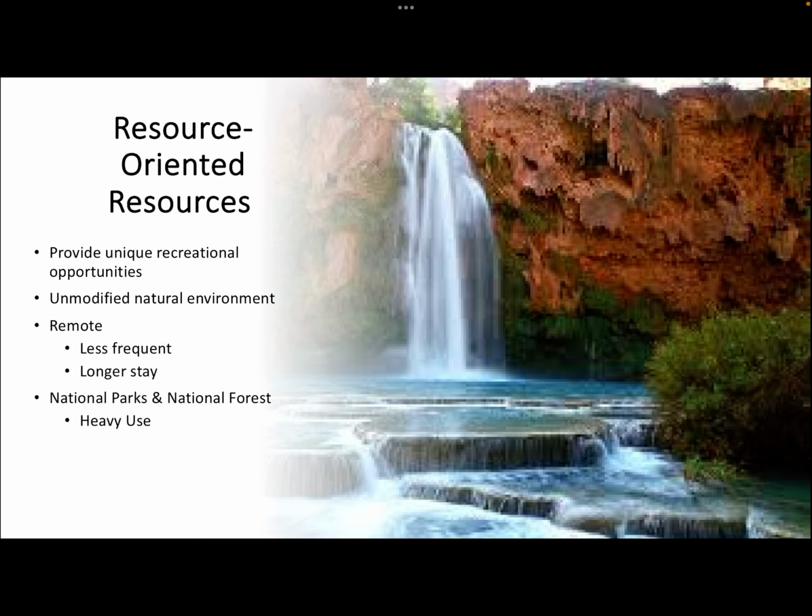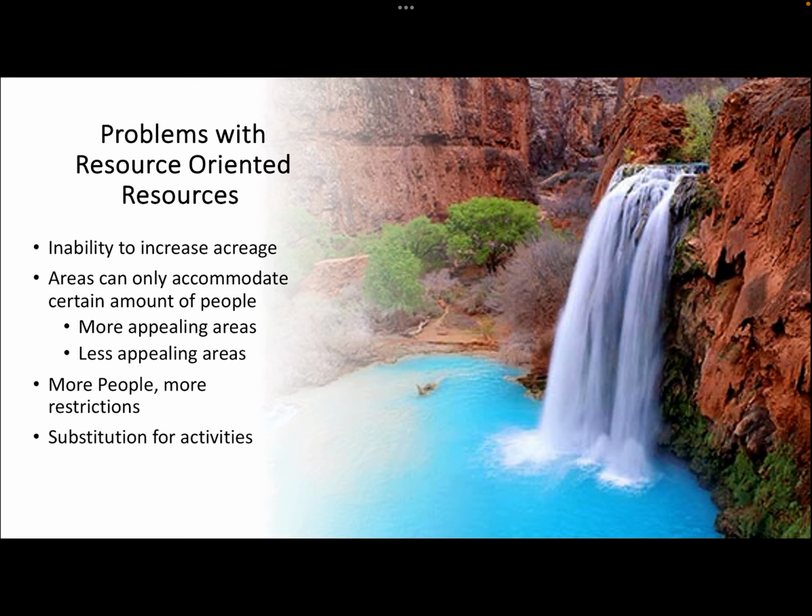So a resource-oriented resource is something that provides a unique recreational opportunity. It's unmodified, and often it is remote. So when something is remote, it means that less frequently people go to it, but their stays are longer. And an example of this is our classic national parks or national forests. And so this becomes a problem. So that is exactly what is happening in Havasupai.